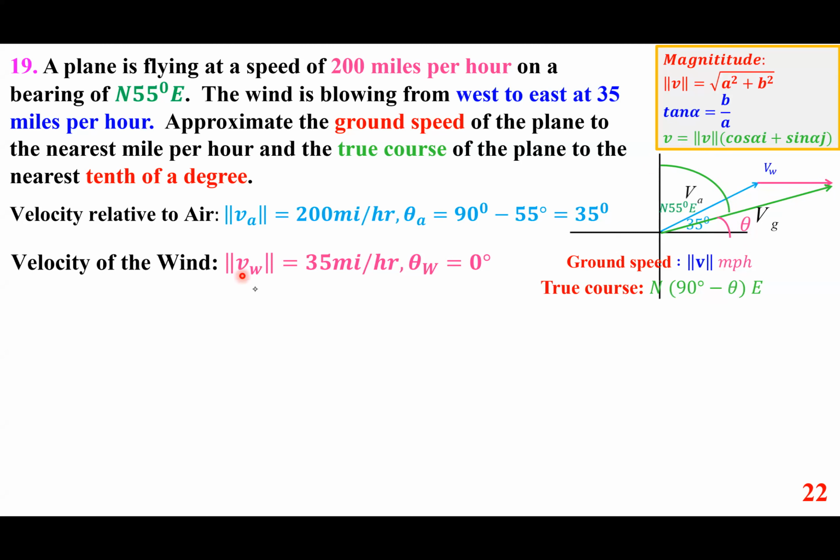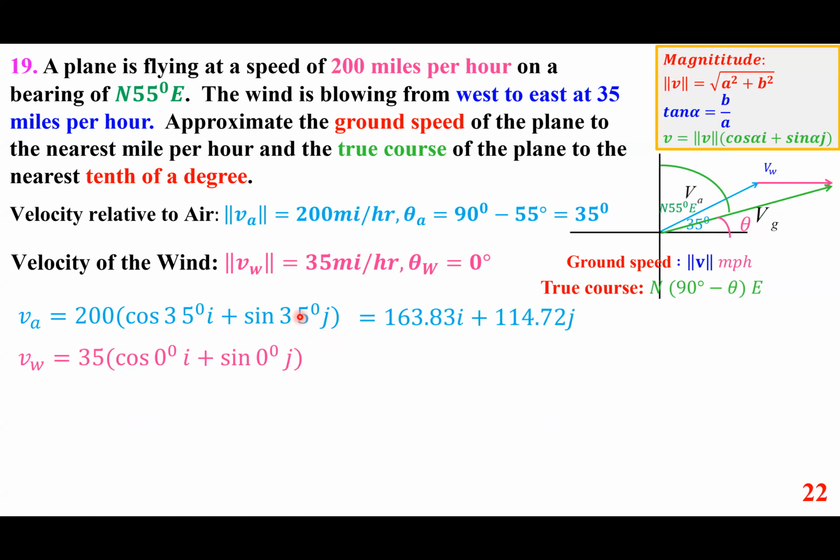All right, let's write VA and VW and add them up component-wise. So this is 200 cosine of 35 degrees i plus sine of 35 degrees j. Now this, you put it into a calculator, gives you the following. You have to use a calculator. For the wind, we don't need a calculator because cosine of 0 degrees is 1, sine is 0, so it's simply 35i.